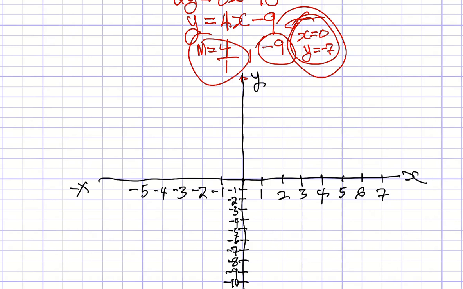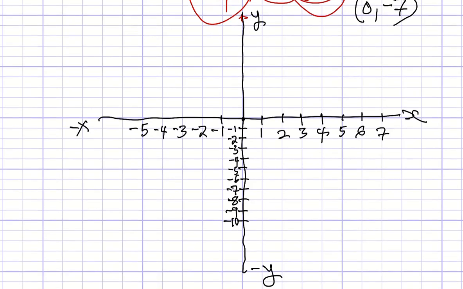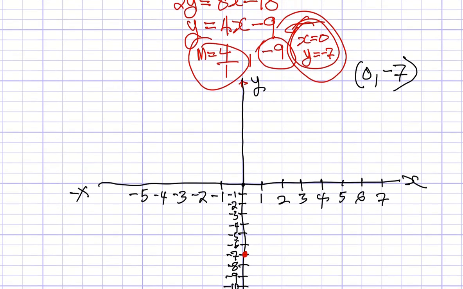So the point we're gonna plot is 0 and negative 7, y negative 7. So that point is right here, negative 7. And let me change the color. It's right here. That's the point right there. So we got that point there, right?